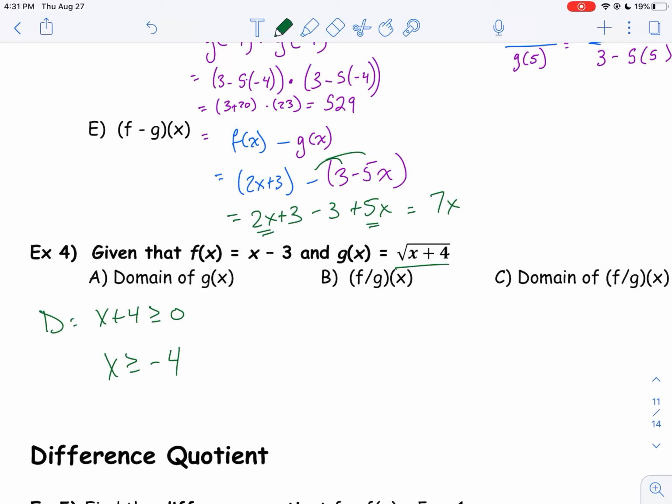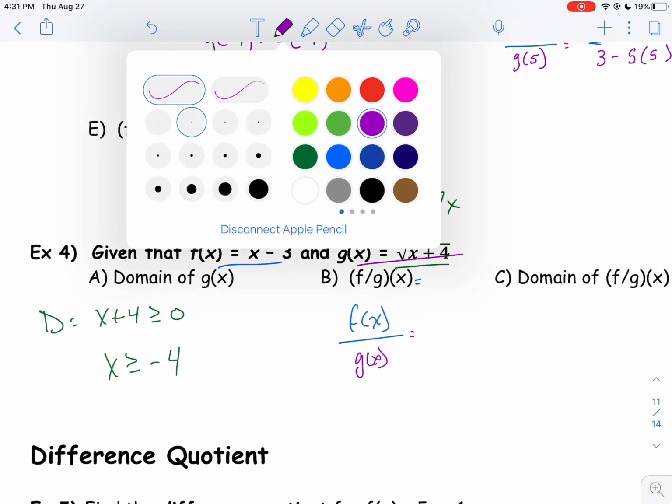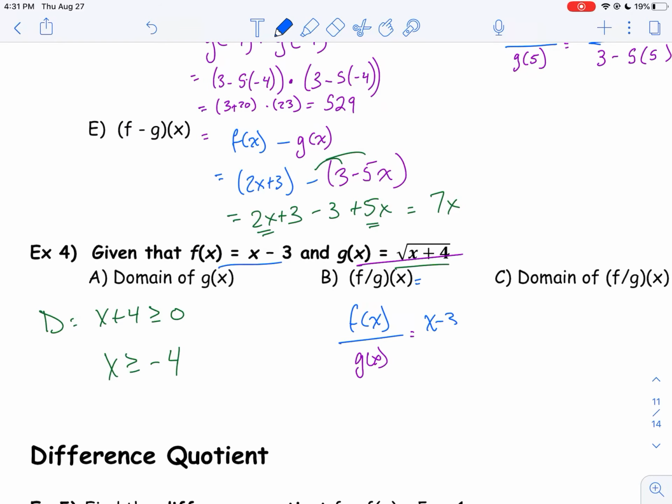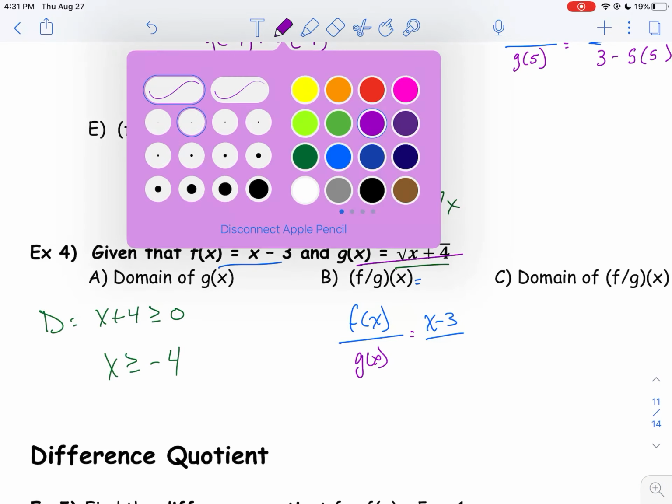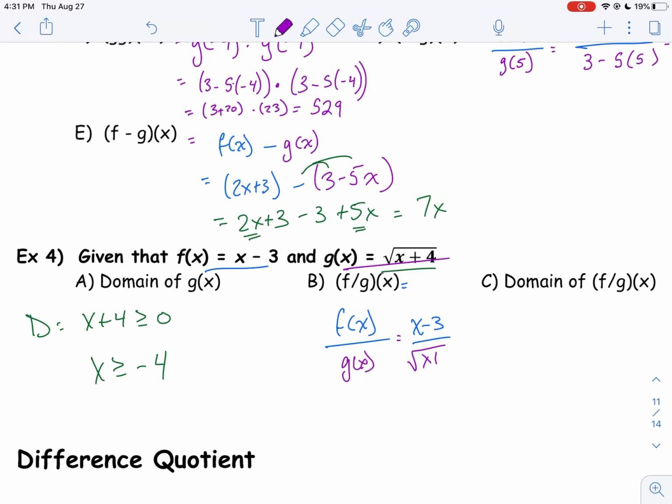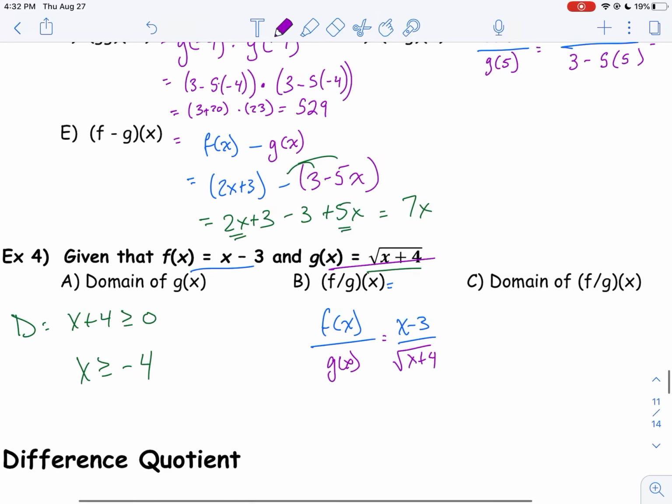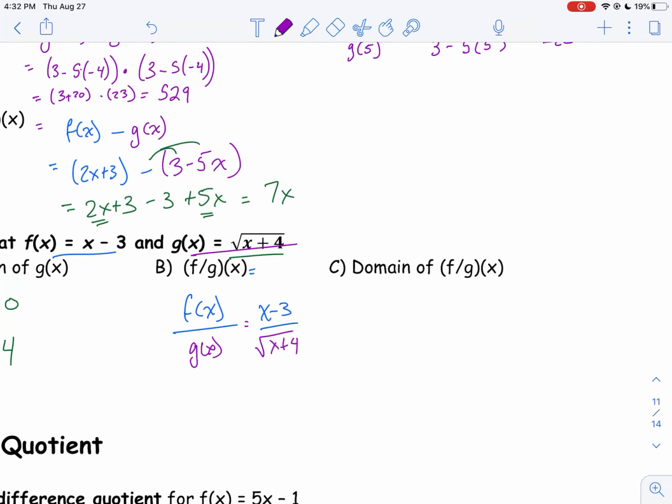They want us to find part B here. You know what that is, don't you? f of x divided by g of x, which equals x minus 3 divided by the square root of x plus 4. Now they're asking for the domain of f divided by g of x.